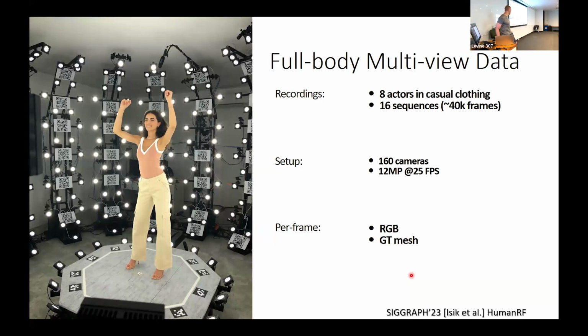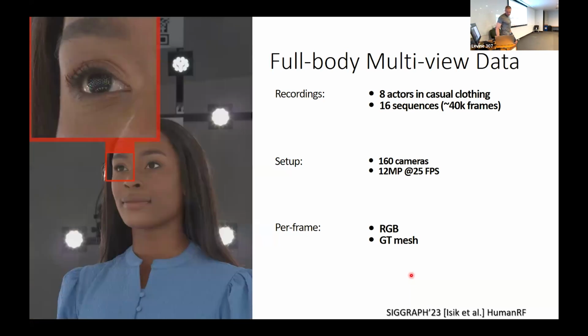They recorded 25 frames, and per frame, you want to get RGB and the ground truth meshes accordingly. The ground truth meshes are just multi-view stereo reconstructions. But if you have 160 cameras at this resolution, it turns out you can do pretty good multi-view stereo reconstructions. So basically, you can get pretty good data with that. You can zoom in pretty closely.